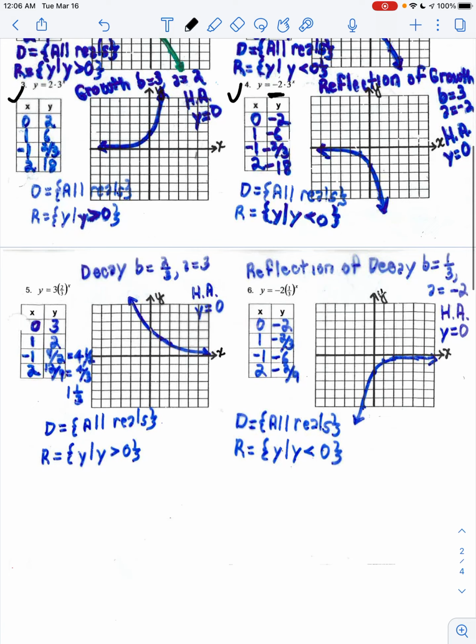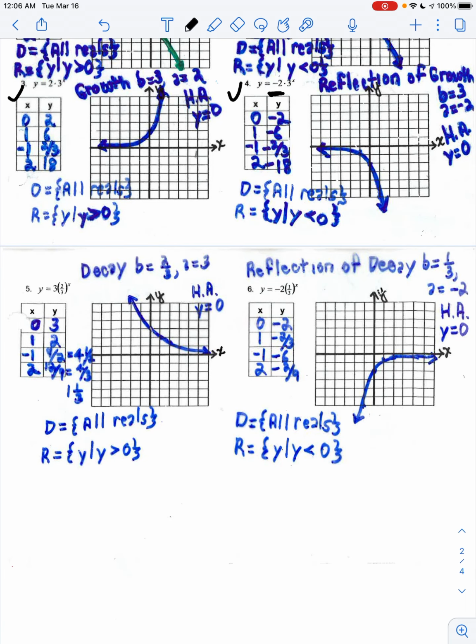If you flip the sheet over, though, in the next two examples, the base is a number, in this case a fraction, that is between 0 and 1. In number 5, the base is 2/3. In 6, it is 1/3. In 5, a is 3, so it's going to stretch it.